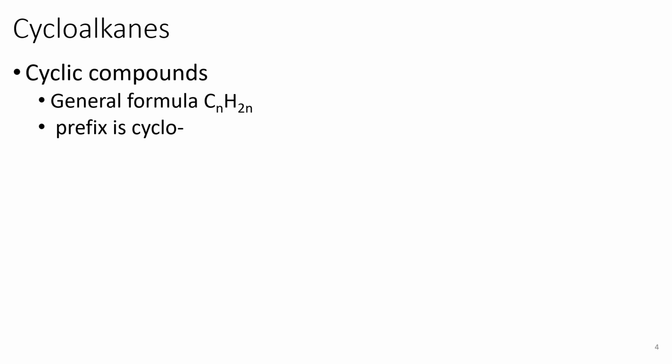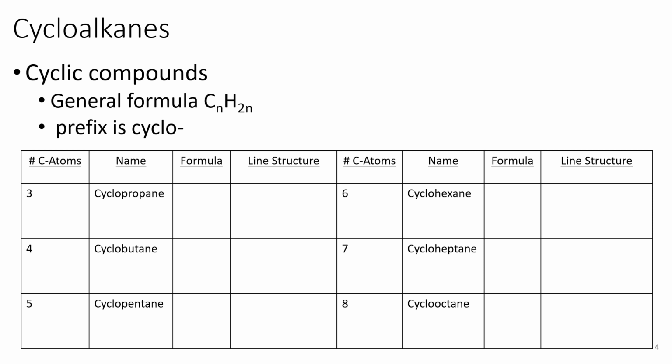The prefix that we're going to be using is going to be the prefix of cyclo in our name. So if we have 3 carbon atoms, it becomes cyclopropane. So you'll notice prop for 3 carbon atoms, cyclo telling us that they are all in a ring together. And ane tells us that they are all single bonds. So our formula here would be C3H6. And our line structure would look like a triangle. We have 3 carbon atoms all connected in a ring.